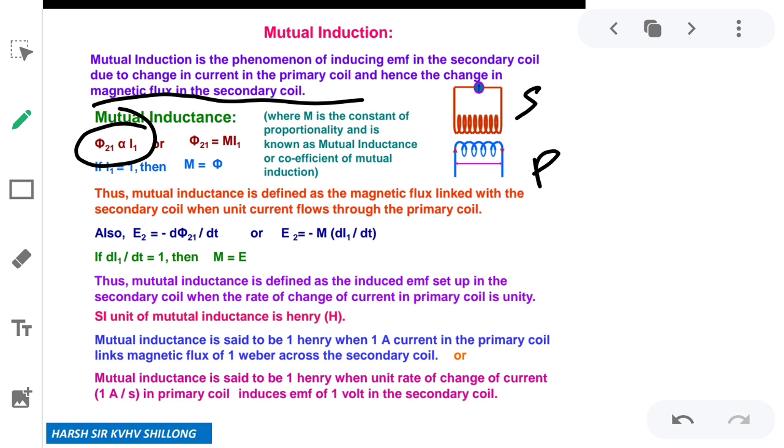So phi 21 is the flux linked to the secondary coil with respect to the primary coil due to current in the primary coil, that is I1. That's why phi 21 is taken proportional to I1. If we take it equal to a constant, similar to self-inductance, we get M i. M is known as the coefficient of mutual inductance. Its unit is Henry.